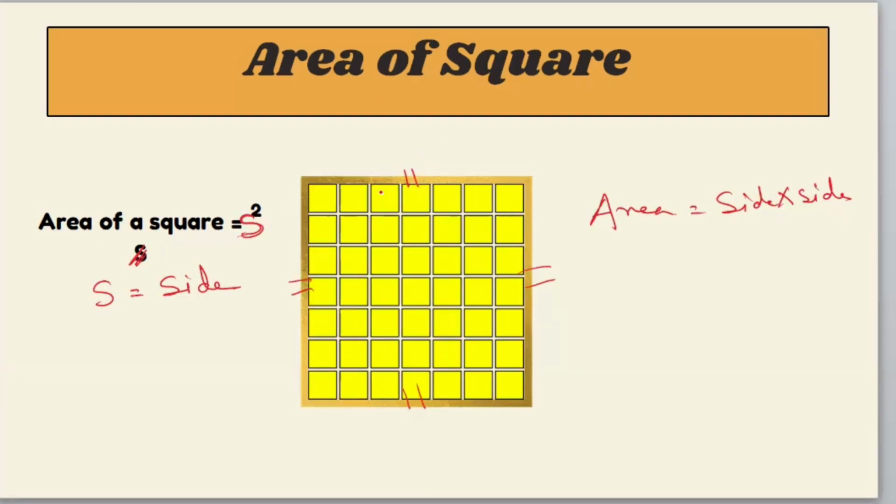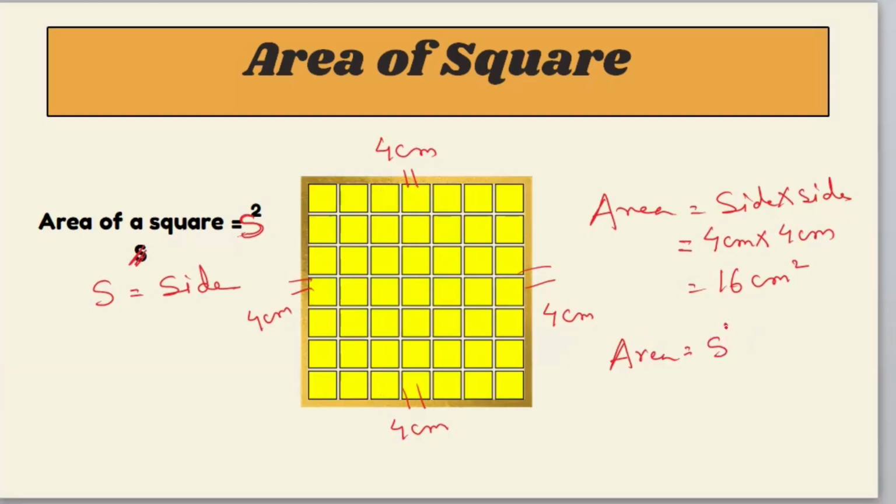Okay. If the side is given as 4 centimeter, here it will also be 4 centimeter. Here it is also 4 centimeter because all the sides are equal in a square. So what will be the area of a square? It will be 4 centimeter times 4 centimeter. That is 16 centimeter square. Or you can write area of a square is equal to side square. That is 4 centimeter square. 4 times 4 is 16 centimeter square. See, it's easy. For the area of a square you just have to multiply side times side. That will be the area of a square.